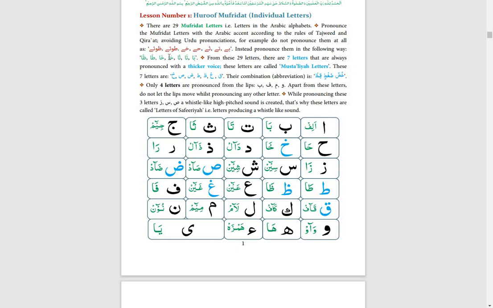So please practice this exercise, this first lesson, repeatedly. Listen to my lecture and then correct the letters which you can't pronounce properly.